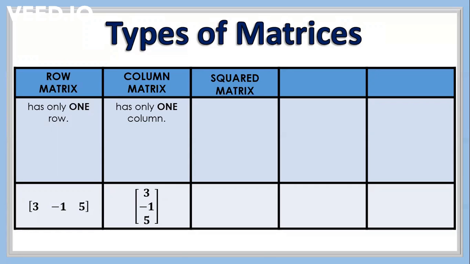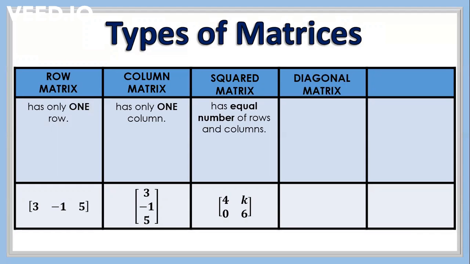Another type of matrix is called a square matrix. A square matrix has equal numbers of rows and columns. In this example, 4, K, 0, 6 forms a 2 by 2 matrix. It has 2 rows and 2 columns, equal numbers of rows and columns.